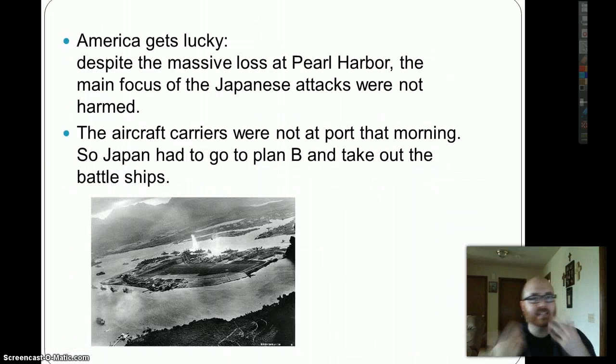America, like I said, got lucky because our aircraft carriers were out at sea, so we still had those, and that helped us tremendously in the war in the Pacific. We needed those aircraft carriers. Japan didn't get what they wanted, but they still inflicted damage and woke us up into war.